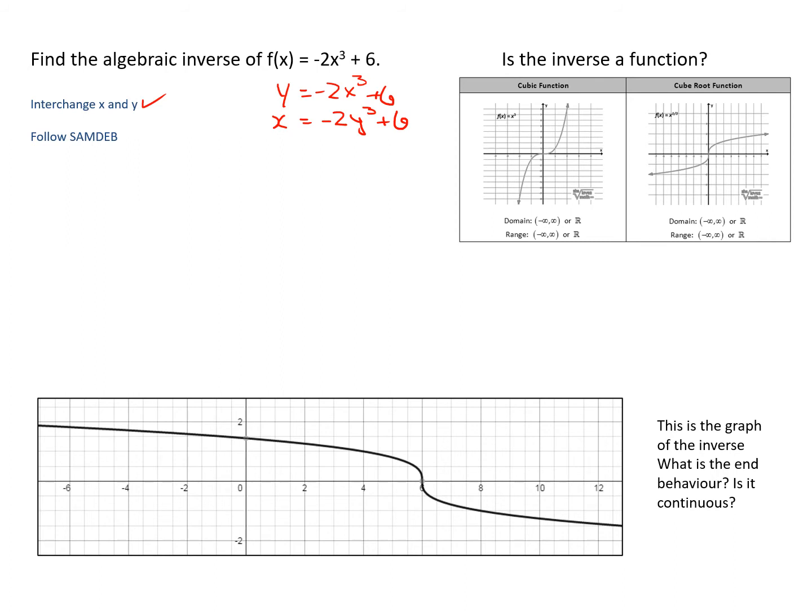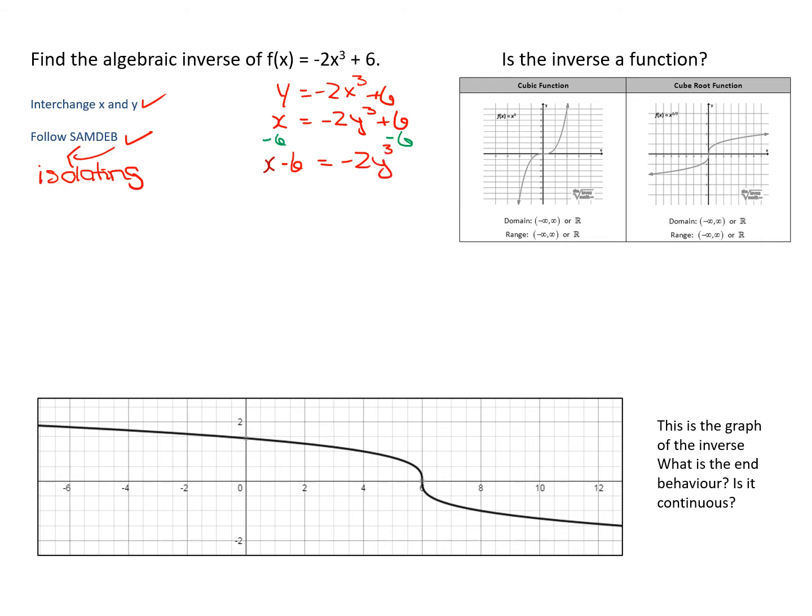The next step says follow SAMDEB. To follow SAMDEB, that's the opposite of BEDMAS. That's BEDMAS in reverse, because when we're isolating, which is what we're doing here, we do it in the opposite order. So when I'm isolating, the first thing I'm going to do is the addition, subtraction. So the first thing is to subtract 6 from both sides. That gives me x minus 6 equals negative 2y cubed.